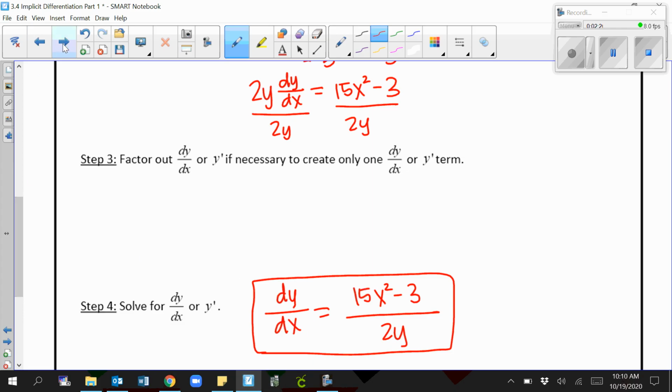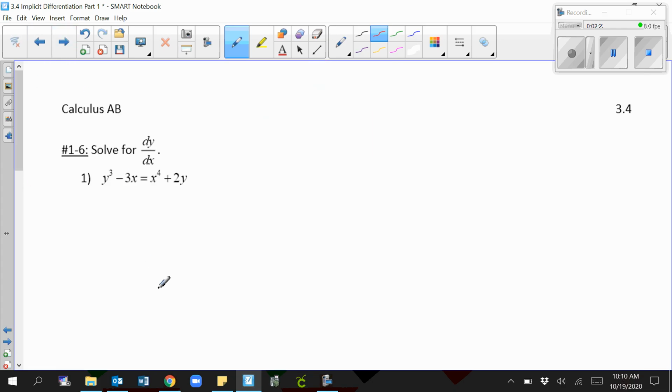So let's look at some more examples. Let's get some more practice with this. So number 1 right here, I've got y cubed, so I'm going to bring that 3 down in front. So I'm going to have 3y squared, and then I've got to put a dy dx because there's a y. Then the derivative of negative 3x is going to be negative 3. It's equal to, I'm going to bring down that 4x cubed, plus, well, the derivative of 2y is 2, and because it was a y, I've got to do a dy dx.